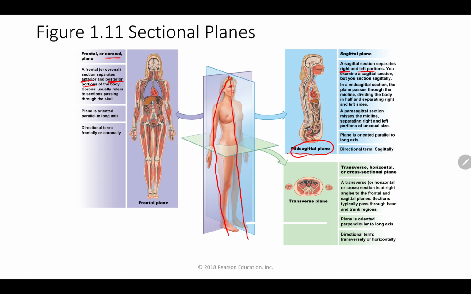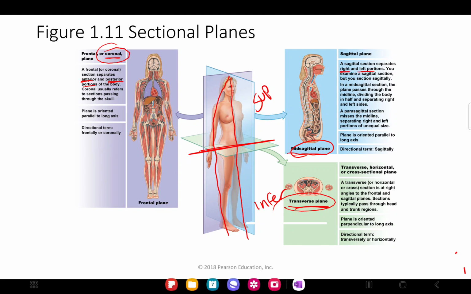And of course, we have a transverse plane. These transverse cuts are going to give you a superior portion and an inferior portion of the body. So remember these different planes: the mid-sagittal plane, the transverse plane, and the coronal plane.